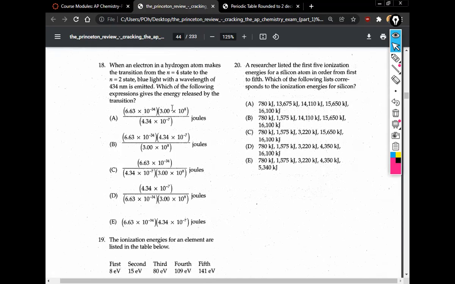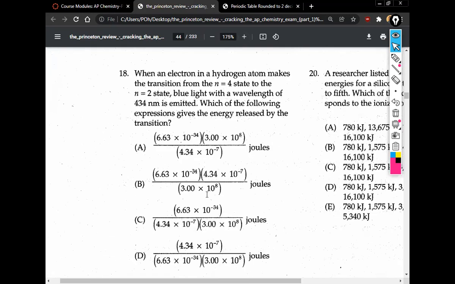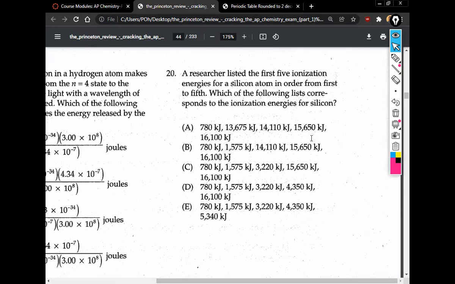Okay, 18 won't be on there either. We'll do 20. I think 20 is a good one for ionization energy. So take a look at 20. I'll give you guys about 2.5 minutes to do this one, and then we'll go over it together.